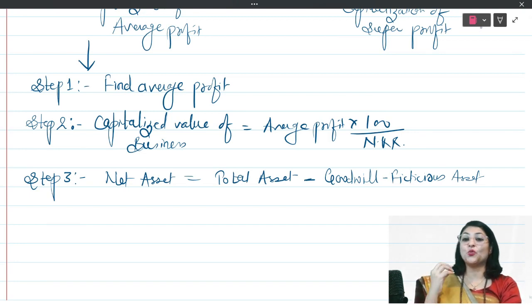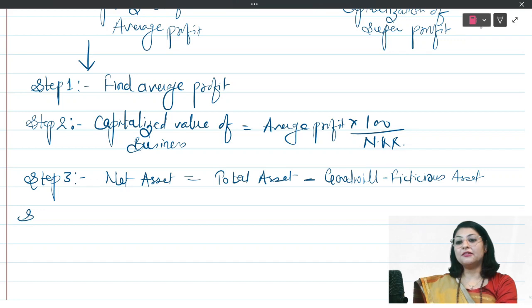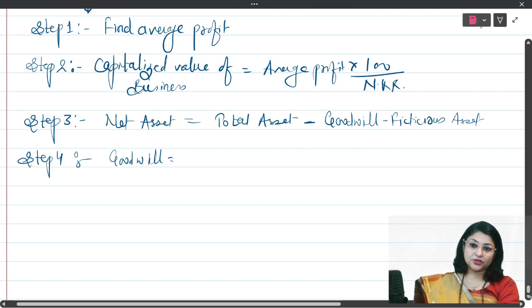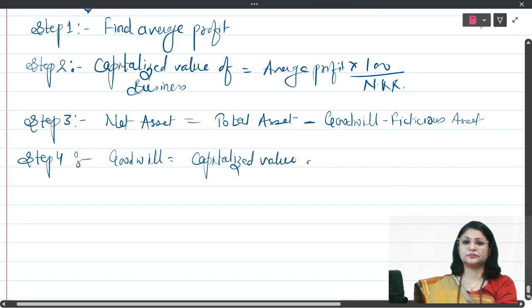Let me recap fast. What are we doing over here? We are finding the value of goodwill by the capitalization of average profit. The first step is finding average profit. The second step is finding the capitalized value of business: we take the average profit found in the first step and multiply it by the reciprocal of the normal rate of return. In step number three, we find the net asset. Now step number four is finding goodwill. Goodwill is equal to the capitalized value of business that we got in step number two, minus net assets.